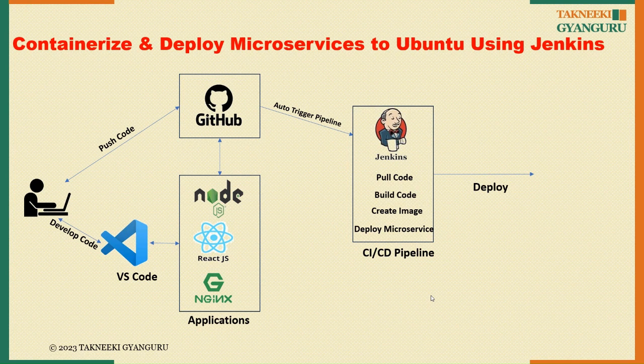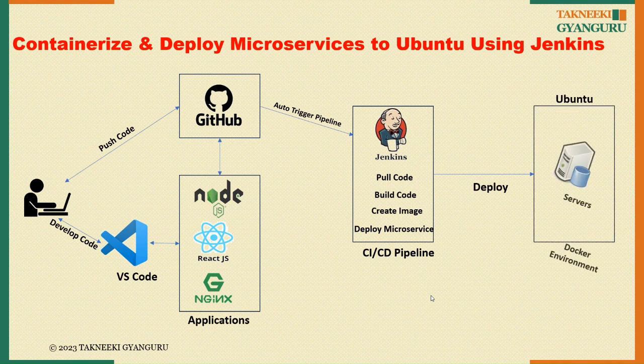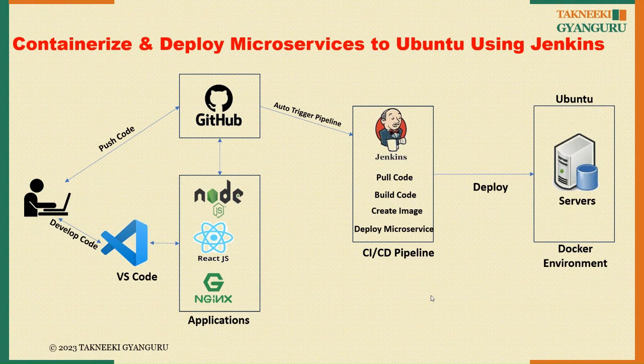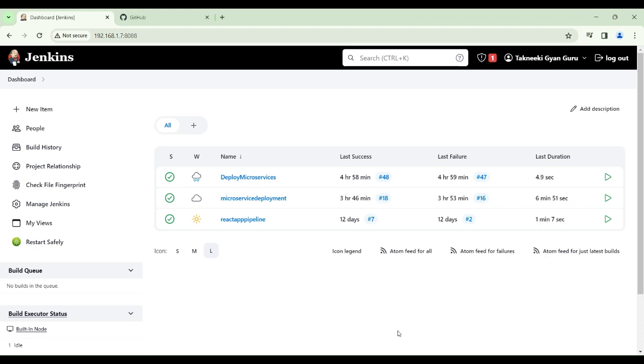The Jenkins pipeline will pull the code, build the image, and then everything is done and it will deploy to the Ubuntu server. In the Ubuntu server, we have the Dockerized environment. We installed Docker Compose and all those things, and we also gave a demo last time of how we can set this up. So now we are in Jenkins.